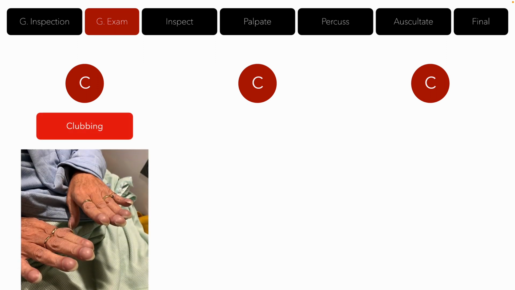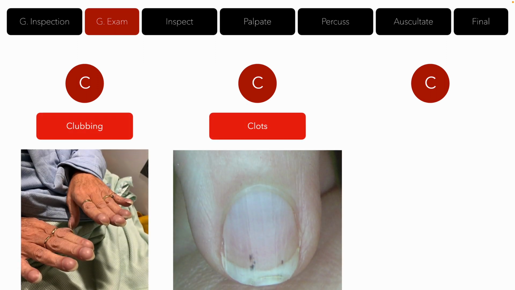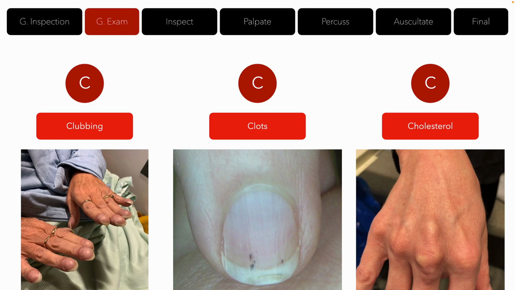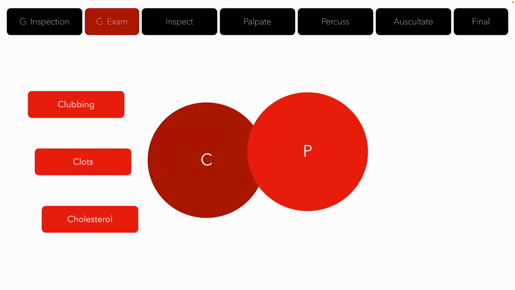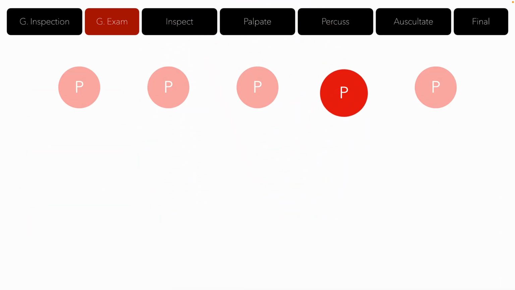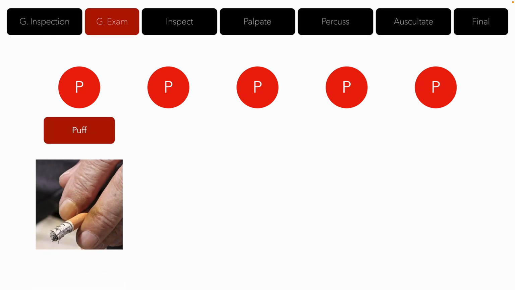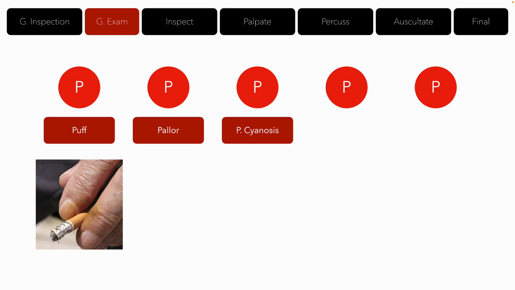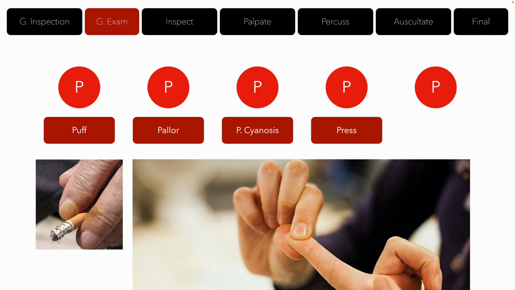Clubbing. Lovely club nails there. Clot phenomena. Thinking about your infective endocarditis, we've got splinter hemorrhage there. And then cholesterol. Are there cholesterol deposits on the extensor tendons of the digits? What about the P's? Well, I've taken a liberty with one of these, so puffing away on your cigarettes, that's your tar stains. Pallor of anemia, peripheral cyanosis, speaks for itself. Pressing for capillary refill time, and then pain or painless nodes.